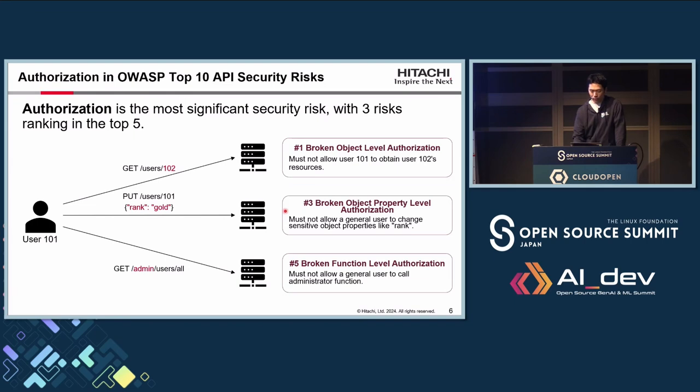Regarding number three, broken object property level authorization. This risk allows access to object properties not permitted. For example, a general user 101 can change its rank to gold rank. The resource server must not allow a general user to change sensitive object properties like rank. And finally, regarding number five, broken function level authorization, this risk allows access to prohibited functions. For example, a general user 101 can call administrator functions. The resource server must not allow a general user to call administrator functions. As you can see, these are various levels of authorization, all of which are considered high security risks. This highlights the importance of authorization.